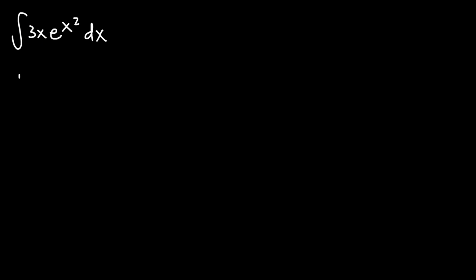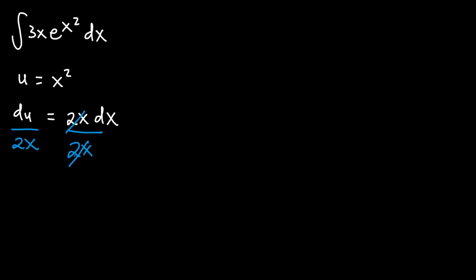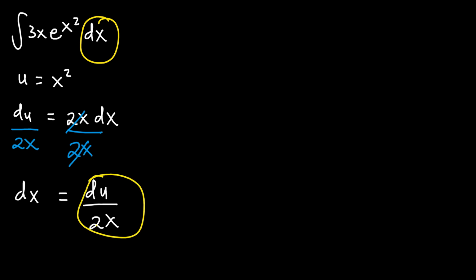So what we need to do is set u to be equal to x to the power of 2. And so du will be equal to, if you differentiate x to the power of 2, you get 2x times dx. And as you can see, this x will be able to cancel with this x. So now let's find dx. If we divide both sides by 2x, this will cancel with that. And so dx will be equal to du divided by 2x. And so we shall replace dx with du divided by 2x.